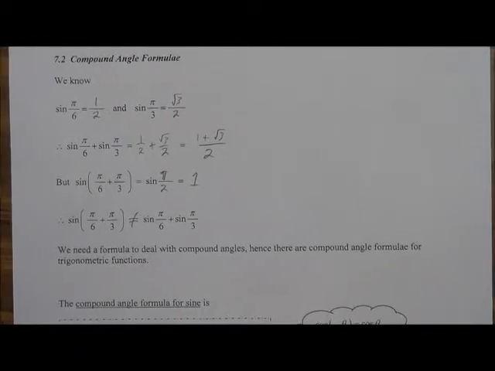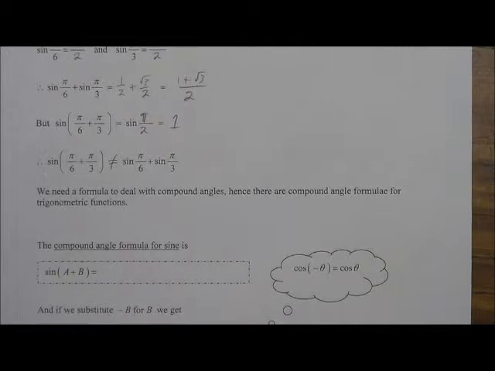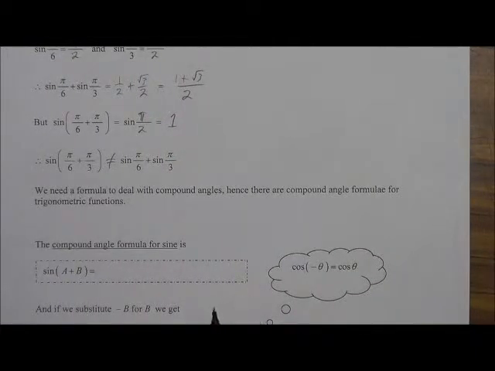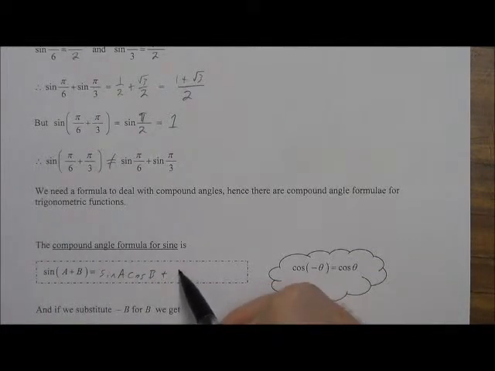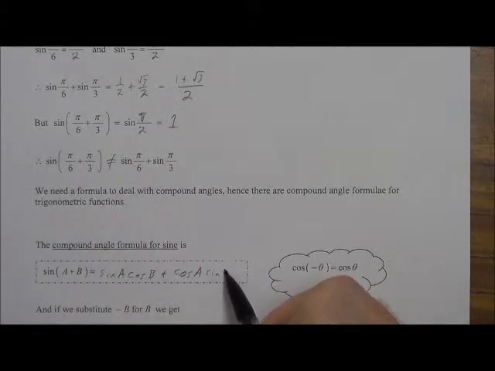Okay, so that looked easy enough, I hope. So now we'll just fill in these formulas here. We see that the compound angle formula for sine, when we have sine of an angle plus a different angle, is sine A cos B plus cos A sine B.